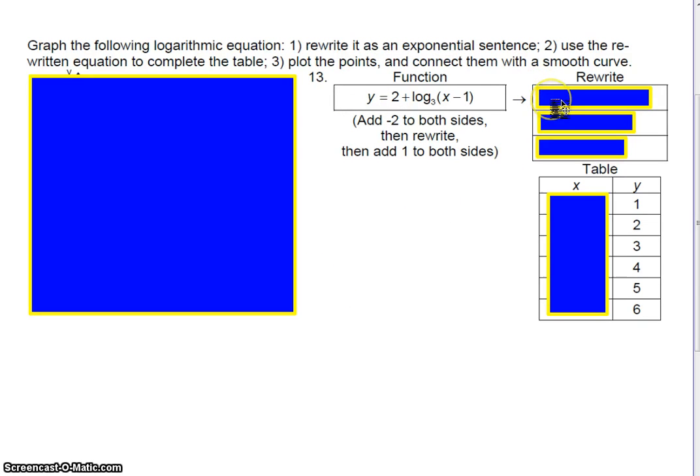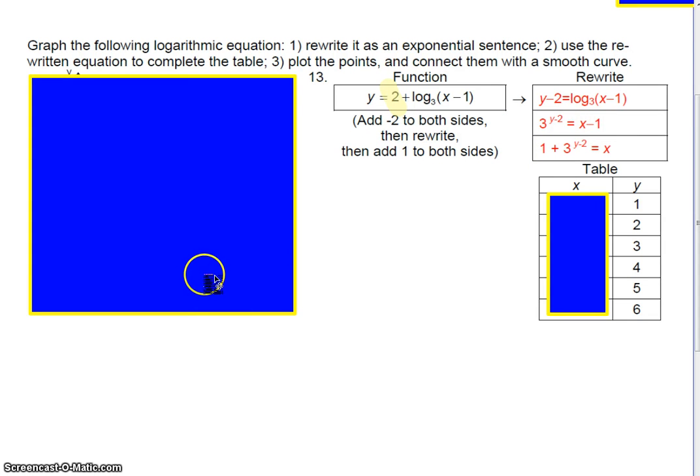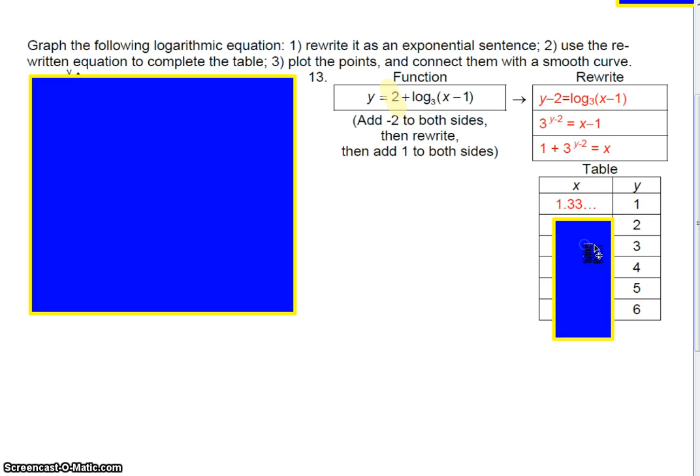When we rewrite it, it becomes y minus 2 is equal to log base 3 of x minus 1. We moved this 2 here. So then we're going to have to rewrite it. 3 to the y minus 2 is equal to x minus 1. So now we're going to add 1, and you get 1 plus 3 to the y minus 2 is equal to x. Okay, so then if you put 1 in for y, you get 1.3.